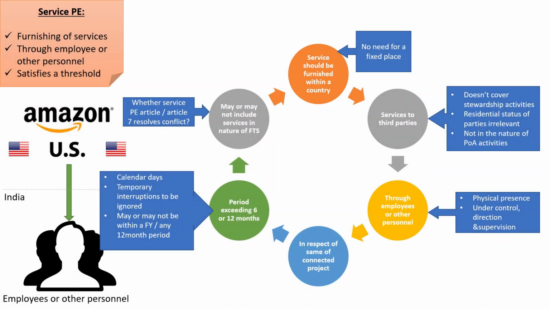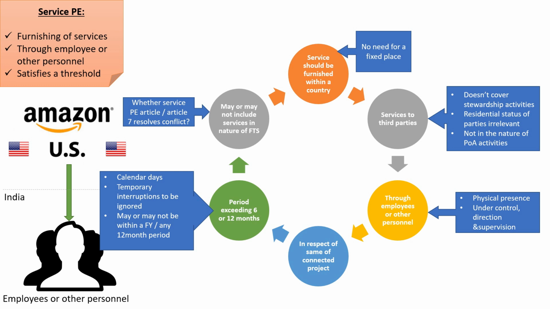Further, treaties provide for a testing period within which the threshold condition should be satisfied. That is, the threshold of 6 months should be met within a particular period. For example, the testing period may be within a fiscal year or within any 12-month period. Some treaties do not provide for a testing period. In such cases, it may be tricky to compute a threshold.